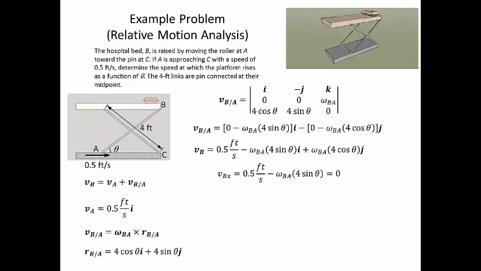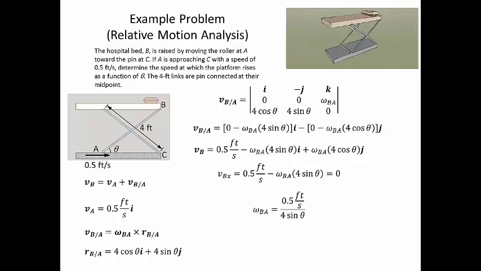We know that the velocity of B in the x direction is 0 because it's traveling straight upward. So we can take the i component of our velocity of B vector and set that equal to 0. So 0.5 minus the angular velocity BA times 4 sine of theta is equal to 0. Solving this equation for the angular velocity BA, we obtain that the angular velocity BA is equal to 0.5 feet per second divided by 4 times the sine of theta.